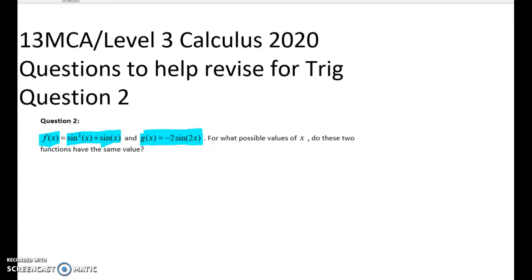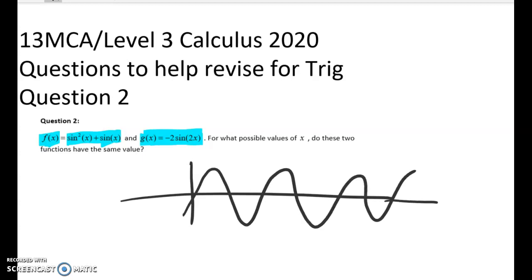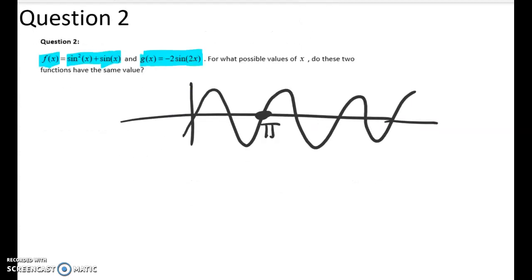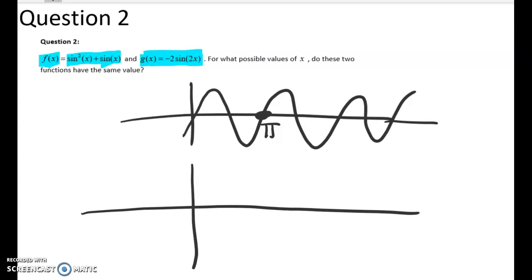So this g of x function is pretty straightforward to visualize, right? If you think about sine of 2x, it just looks like this. So it's a sped up sine function with a period of pi instead of 2 pi. So that's my pi marker there. And it's negative 2 sine 2x, so it's reflected in the x-axis, so it's an upside down sine curve, and it's got an amplitude of 2. So it's going to start here.